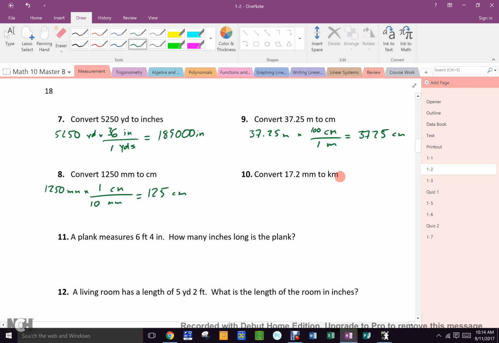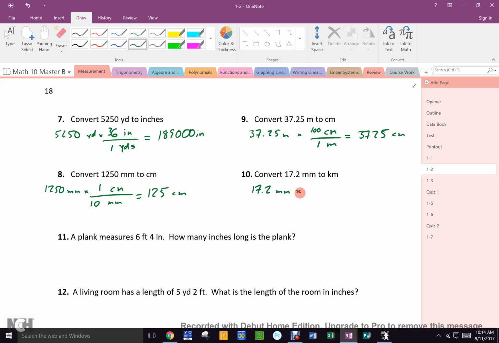Last one. This is my favorite one because this one is one of those math problem ones, right? Would you ever measure 17 millimeters, which is this much between my two fingernails? Would you ever measure that in kilometers? Of course not. But does the math work? Yeah, we still follow the same rules. 17.2 millimeters. And now I need kilometers. Now, because we would never make this conversion, is this conversion on your chart? No. It's not, is it?